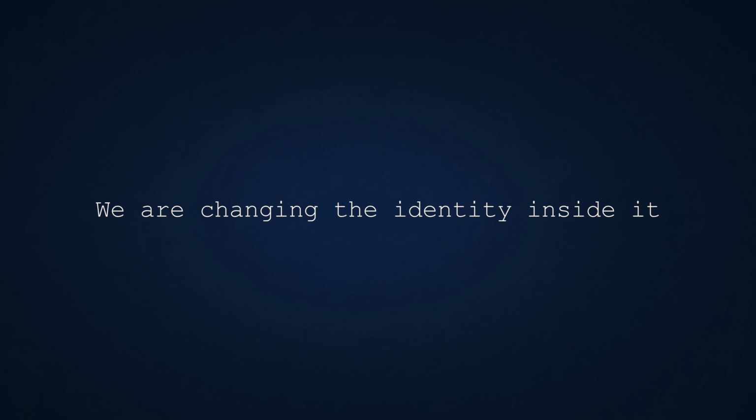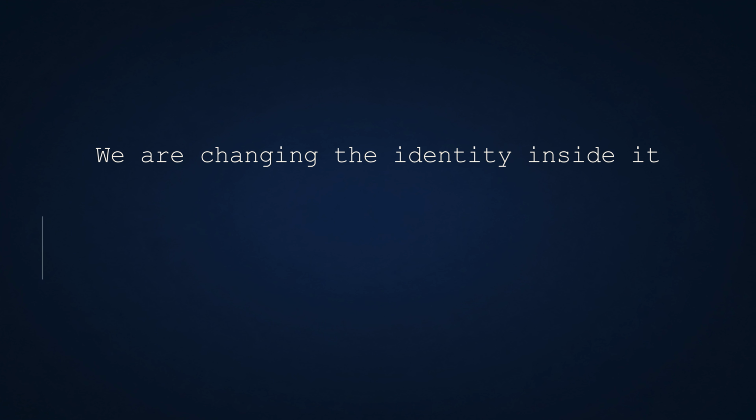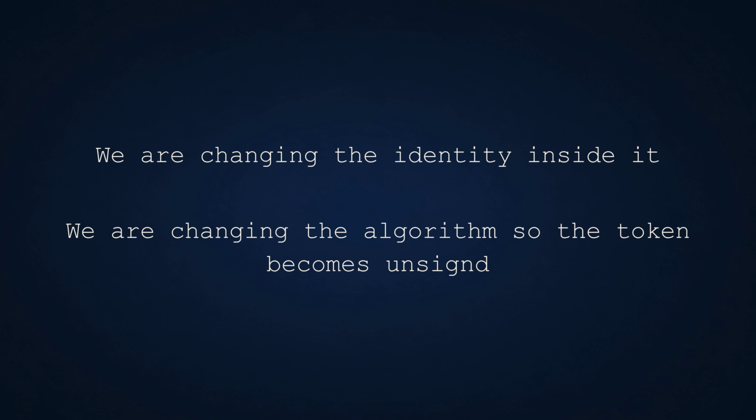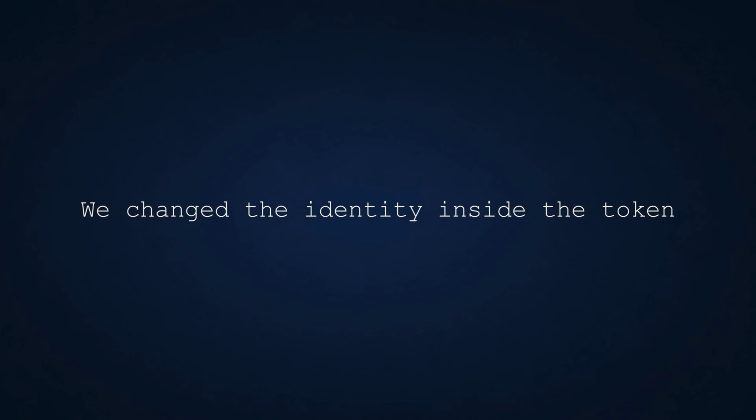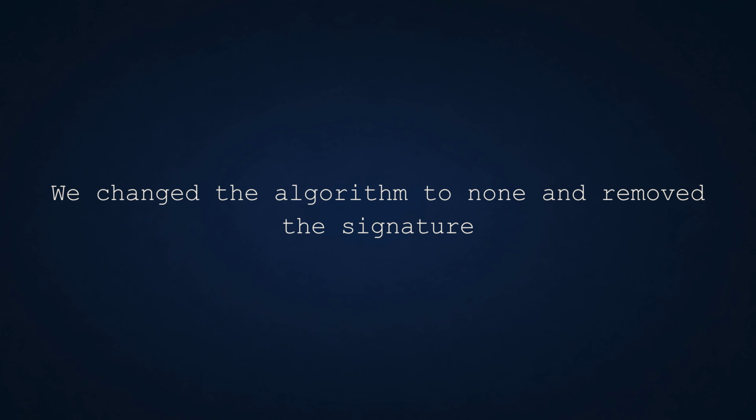We are not just reading a token. We are changing the identity inside that token, changing the algorithm so the token becomes unsigned, and the backend still accepts it. Now I will give you a last example, because in the first one we changed the identity inside the token. In the second one we changed the algorithm to none and removed the signature. But what happens when the application does verify the signature, but the secret used to sign the token is weak?